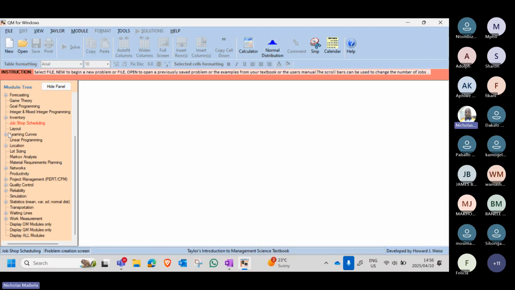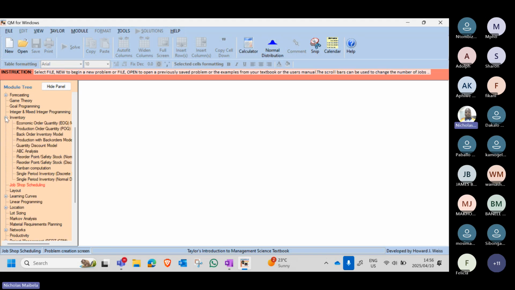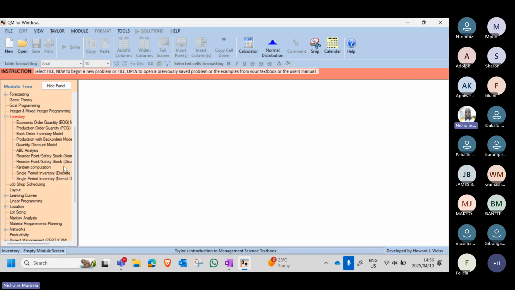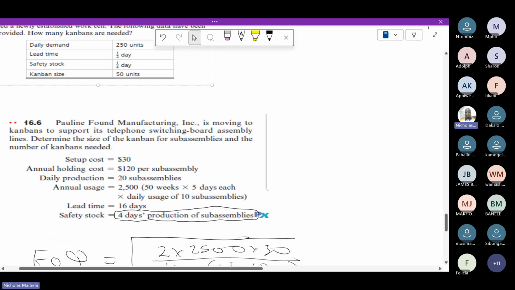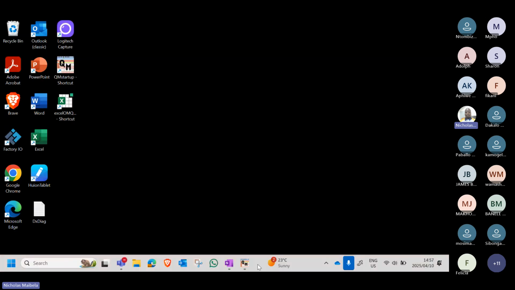So under inventory, you need to understand the costs under inventory, guys. Costs that are dealing with inventory, you need to understand them. Then we take this one. Now reorder point, compute reorder point. It must compute it for us, if not mistaken. Do we have it? You must confirm always. Yeah, it must compute it for us.